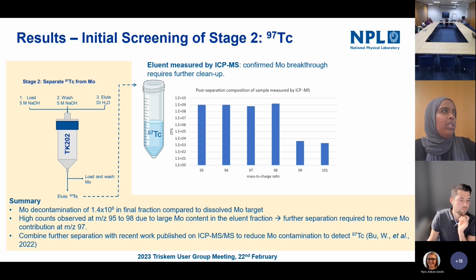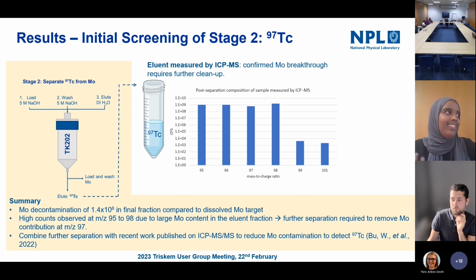But another thing that we've recently seen, and this ties in with work already done by the group to look at tandem mass spec measurement of technetium, is that there's been more work done to look at the reduction of molybdenum by using reaction gases. So combining online separation with a tandem mass spec and hopefully a more optimized molybdenum removal procedure will help us reduce the very high counts that we're seeing here.